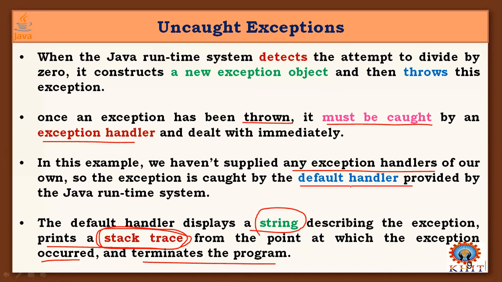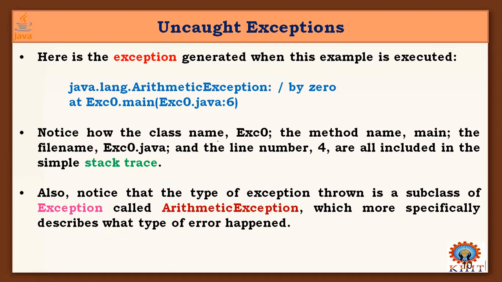So this is the working nature of the default handler when we have not supplied any exception handler for the exceptions generated by our program. Got it? This is what happens when we do not handle the exceptions generated by our program. Clear? Very simple. And coming to the example, here is the exception generated when we try to execute the above program. This is the type of exception generated here.